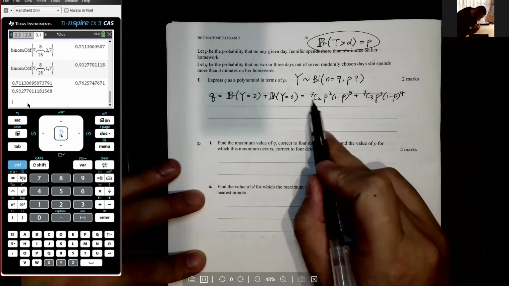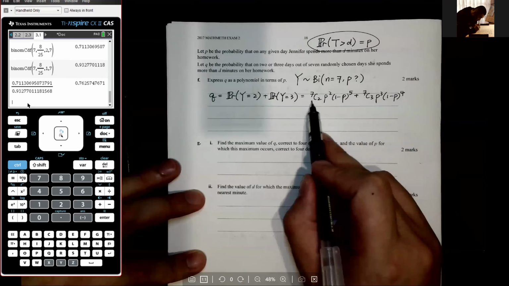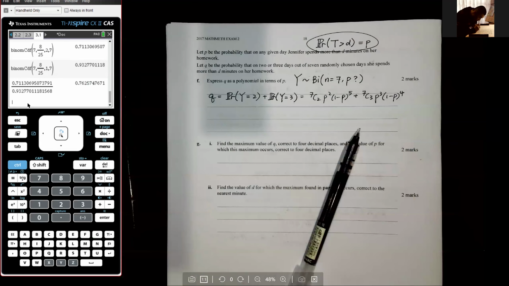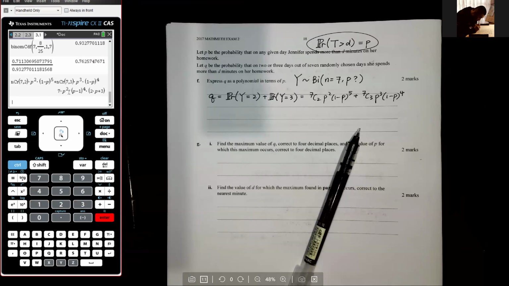But if you don't evaluate, let's say 7 choose 2, 7 choose 3, that's not enough in my opinion because they are not simplified numbers. So what you might do is nCr(7,2) times P to the power 2 times (1 minus P) to the power 5, plus nCr(7,3) times P to the power of 3 times (1 minus P) to the power 4. So you'll be able to get some expression like that. Okay, we call it Q. Q of P is given by this thing.